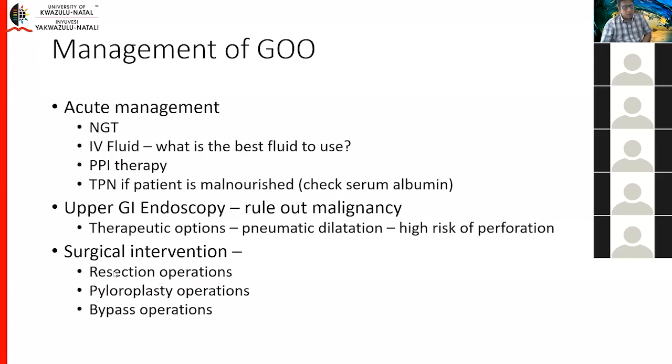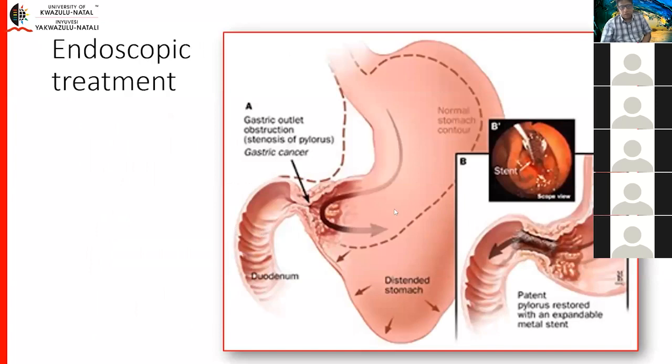Surgical interventions we're going to look at briefly. There's resection procedures, pyloroplasty procedures, as well as bypass operations. This is just an example of the endoscopic treatment. So we've got benign obstruction here, right? It may be possible to get a guide wire through the narrowing. And if you can, you can then put a pneumatic balloon through. I've mentioned that the pneumatic balloon is at risk for perforation, right? And if there's cancer, it's bigger risk, right? But it may be your only option, right? You then dilate the area and you may be able to put an expanding metal stent. Okay.